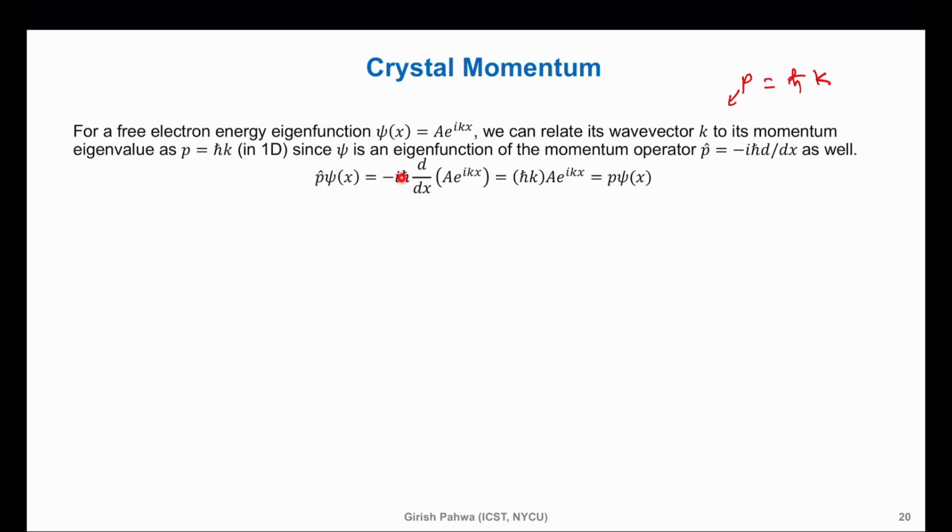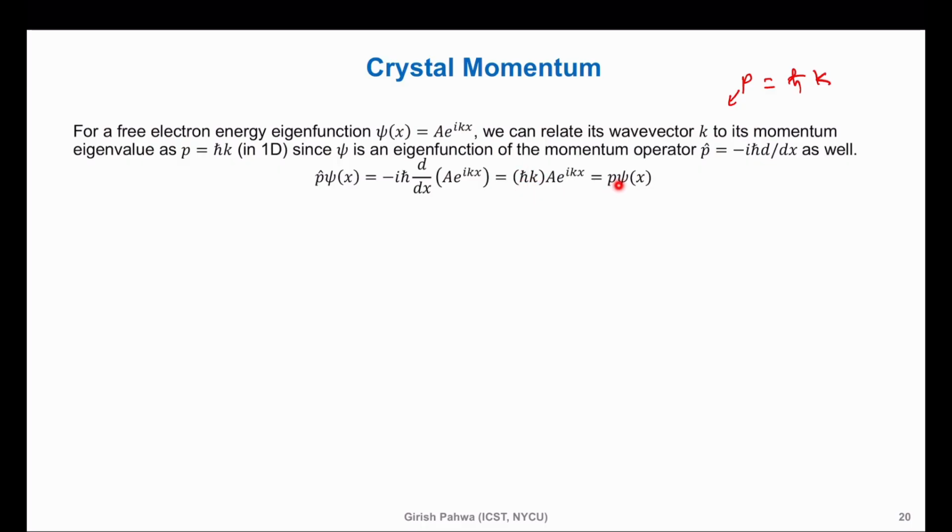So you differentiate: minus iota h bar d by dx of A e to the power iota kx. A you can take out, e to the power iota kx gives you e to the power iota kx, multiplied by iota and k, and eventually you will find that it is h bar k into this thing, and this thing is your psi of x. So it becomes basically some number times the original wave function. That's why we can relate this h bar k directly to the momentum eigenvalue.